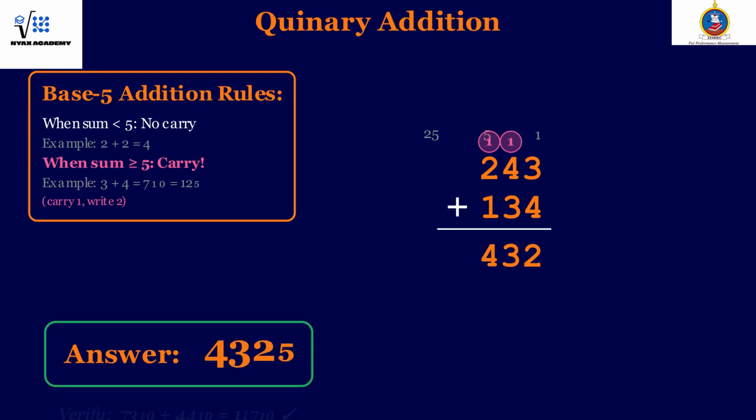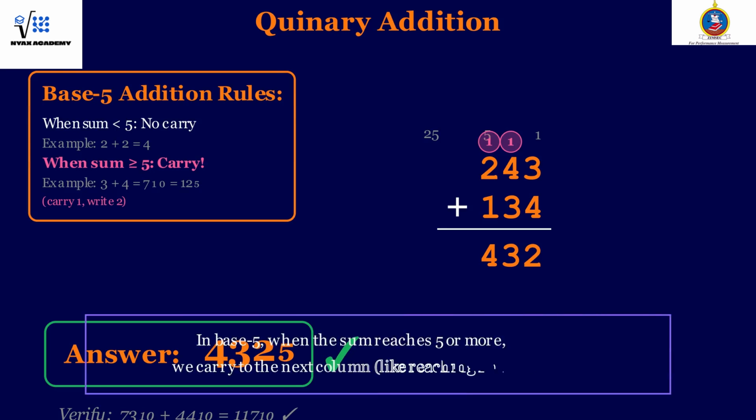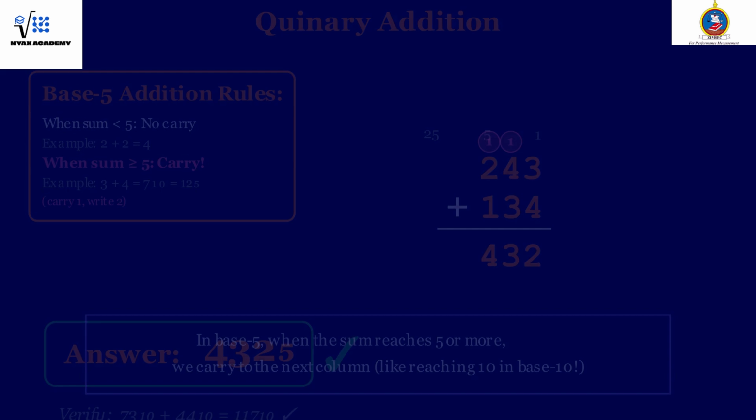In quinary addition, when our sum becomes 5 or more, we have to carry to the next column, for base 5 can only represent the digits 0 to 4.